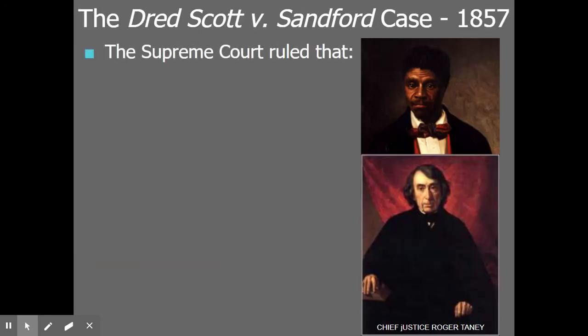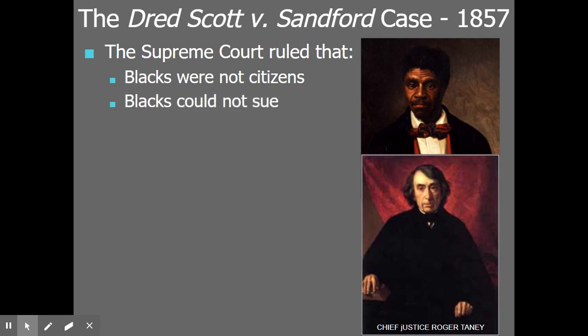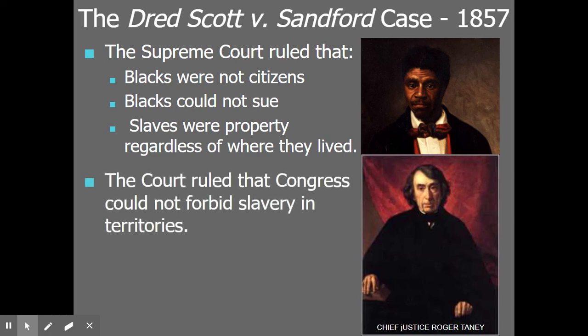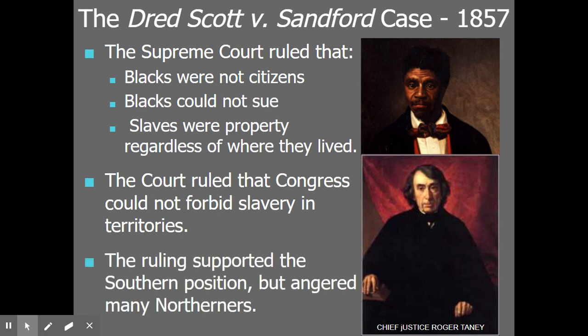And this is how they ruled. They said that Black people were not citizens, that they could not sue in court, that they never should have been allowed to sue, that slaves were property, regardless of where they lived, and that Congress didn't have the right to forbid slavery in the territories because it would deny people their right to own property. So this, of course, makes the Northerners really, really mad because they disagree with the decision.